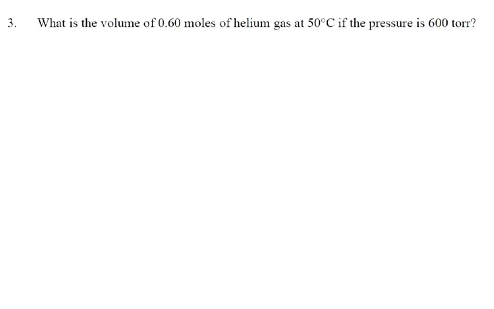Problem 2. It says what is the volume of 0.6 moles at 50 degrees. So 50 degrees is 323 Kelvin. We add 273. And the pressure is 600 torr. Now, because we're using torr now, we have a different value of R, and R is going to be 62.4 liters millimeters of mercury, or liters torr per mole Kelvin.